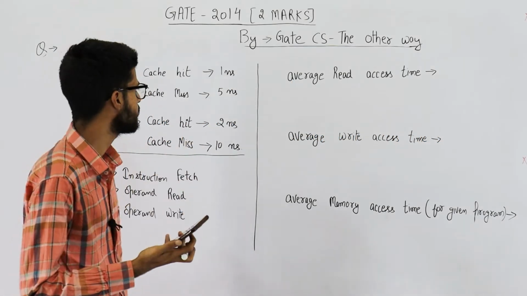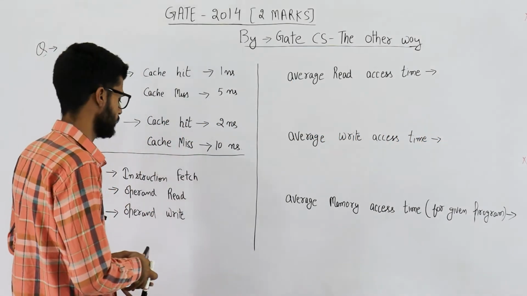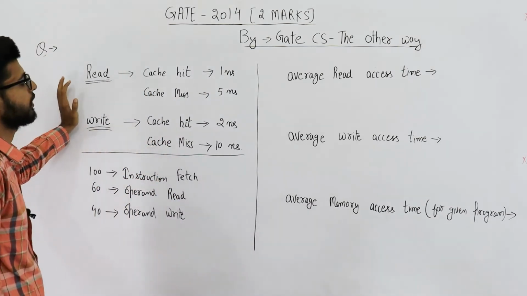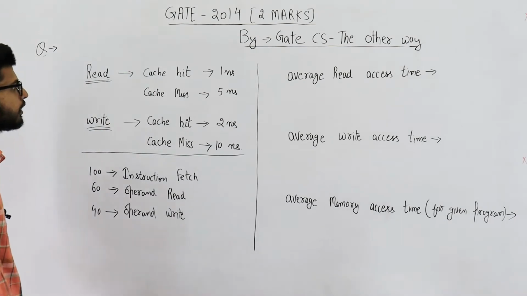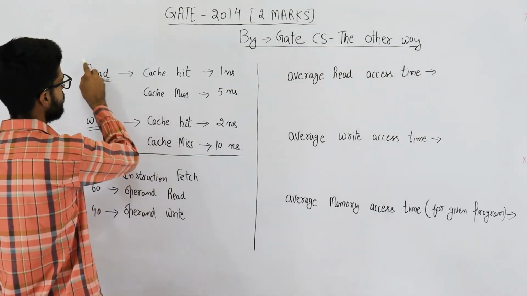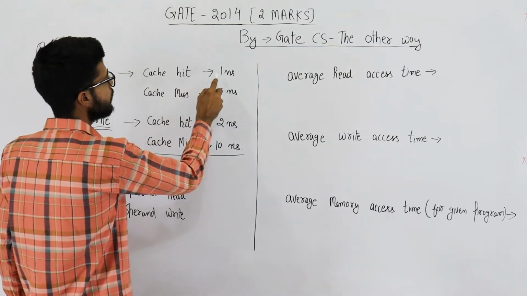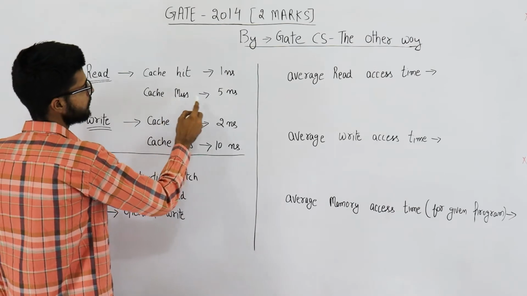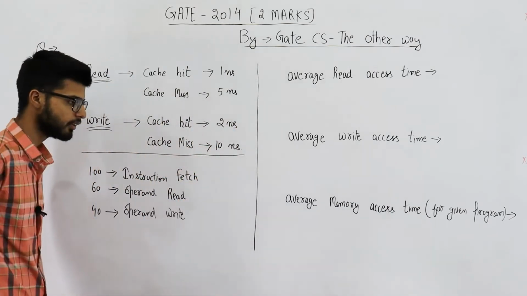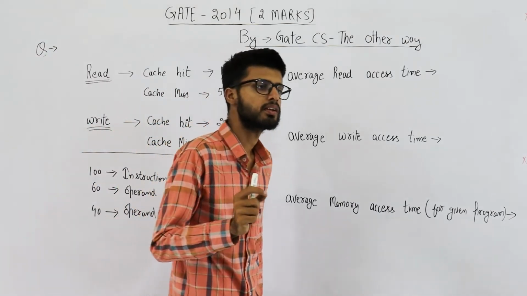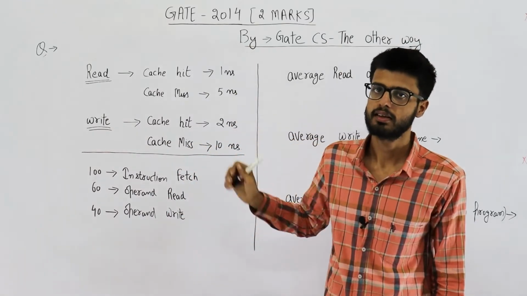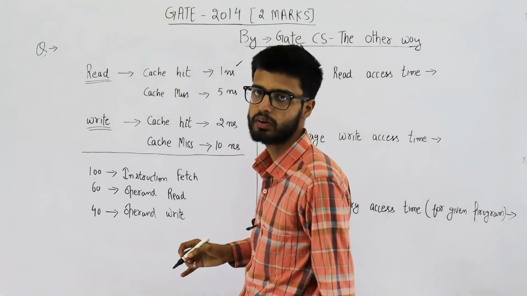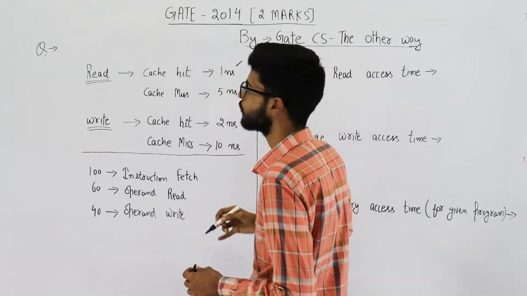Okay, so let's now try to solve this question. This is the data that they have given with respect to cache. In case of reading, if there is a hit in cache, a total of 1 nanosecond is required. Also, if there is a miss in cache, 5 nanoseconds are required. Now, you will be using the formula for simultaneous access in this question because they have given you the total time spent in case of a hit, and the total time spent in case of a miss.